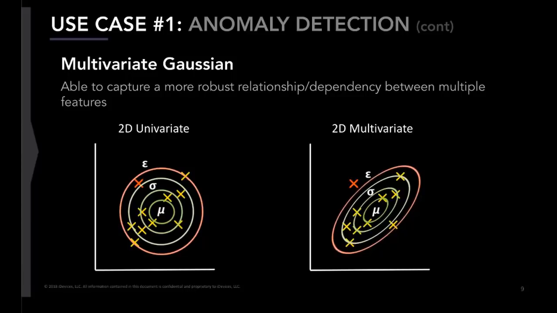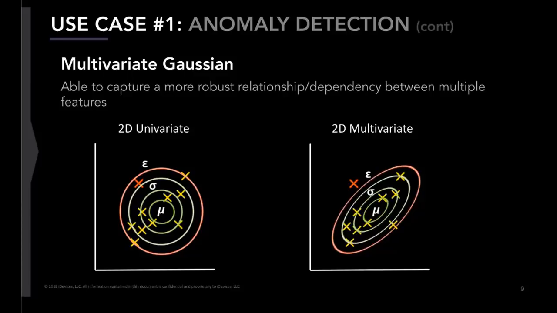Multivariate Gaussian models take these dependencies between input features into account and are able to generate a covariance matrix that can better capture and represent these dependencies, resulting in more accurate detection models in complex systems. This is why we chose this particular model.